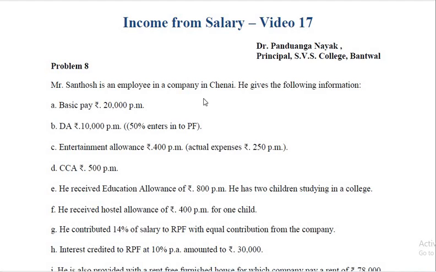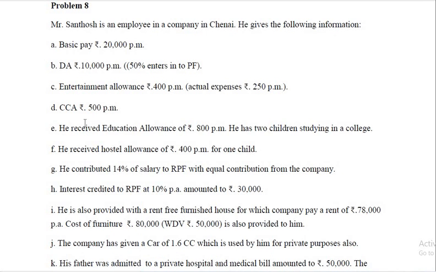So the deduction is available only in the case of a government employee, I told you. But here Santosh is not a government employee, so deduction is not available. Entertainment allowance is taxable fully to the tune of 400 into 12. Actual expenses should be ignored. CCA is fully taxable.